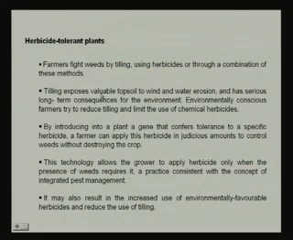Tilling exposes the valuable topsoil to wind and water erosion and has serious long-term consequences for the environment. Environmentally conscious farmers try to reduce the tilling and limit the use of chemical herbicides. What can be done? If the introduction of a gene to the plant that confers tolerance to a specific herbicide can be done, a farmer can apply this herbicide in judicious amounts to control the weeds without destroying the crop.